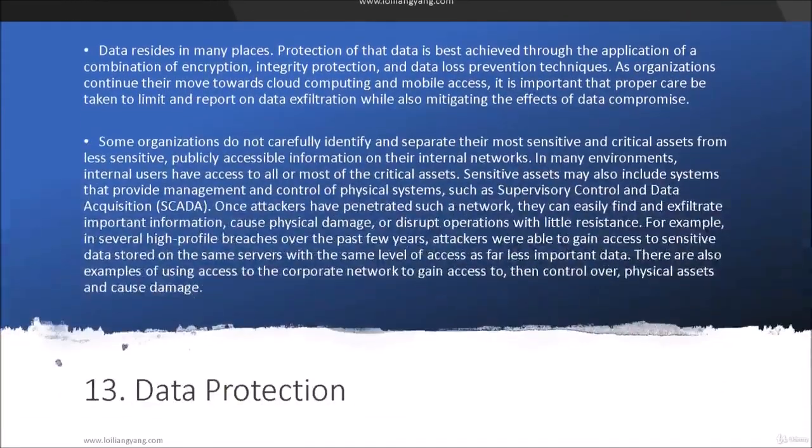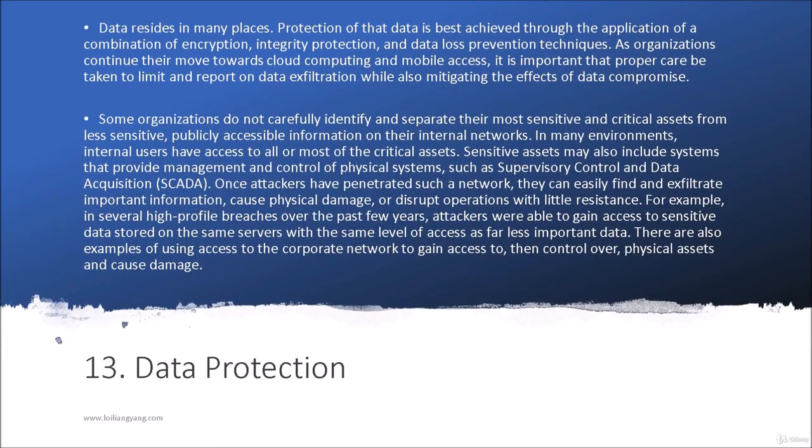Item number 3, data protection. Data protection comes in many forms. In terms of data protection, you want to have integrity, you want to have encryption, you want to have data loss prevention techniques to actually protect your critical data. Critical data you can think of as immediately financial data, personally identifiable information, and trade secrets, intellectual property. How are you protecting them?